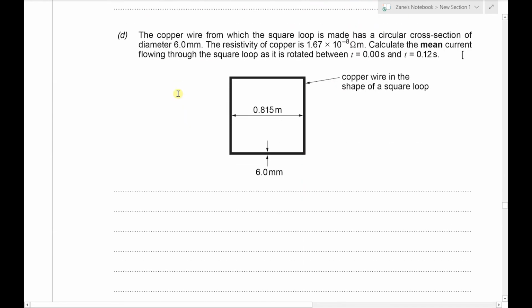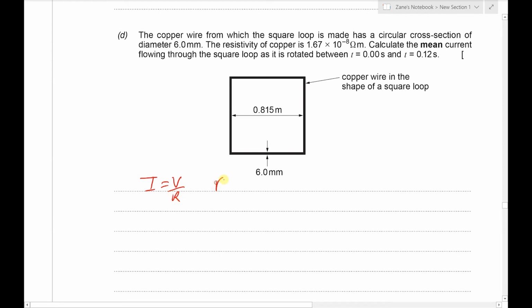Okay, next, the copper wire from which the square loop is made has a circular cross-section of diameter 6 millimeters. We're given a resistivity of copper as 1.67 times 10 to the minus 8 ohm meters. We've got to calculate the mean current flowing through the square loop as it's rotated between t equals 0 and t equals 0.12 seconds.